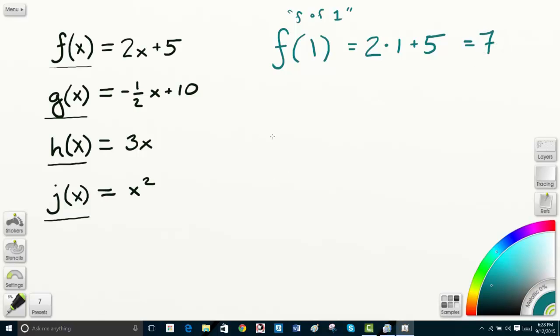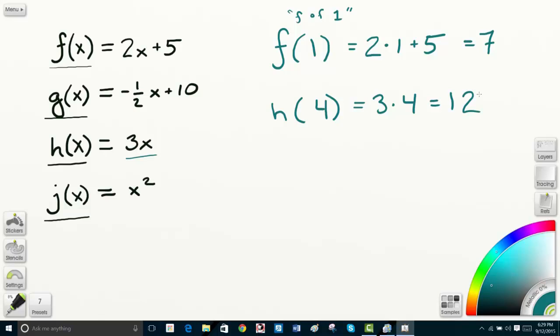Or I could say, let's find h of 4. Well, that means we go to our list here. We say, oh, not f, not g. Oh, we have h. This notation means we want to take the function h and input 4 into the equation. So the equation here is 3x, right? That's what h is. So instead of 3x, we say 3 times 4. And the answer is 12. So that gives you an example of one way that we can use function notation.